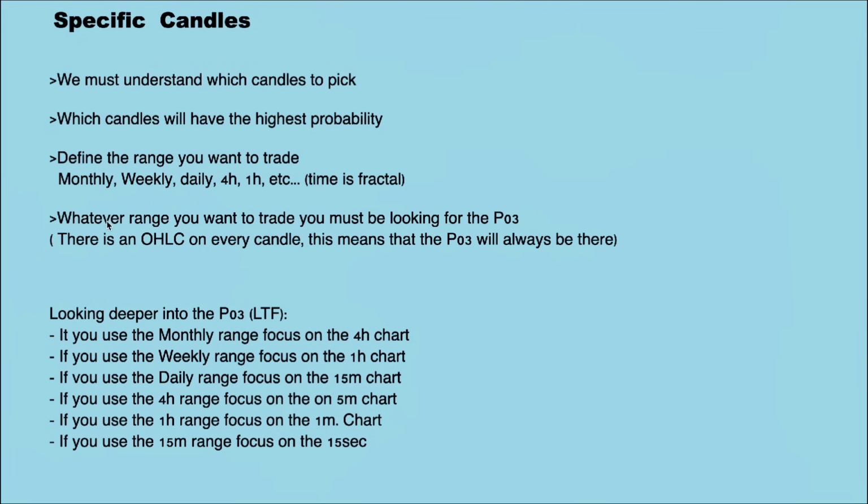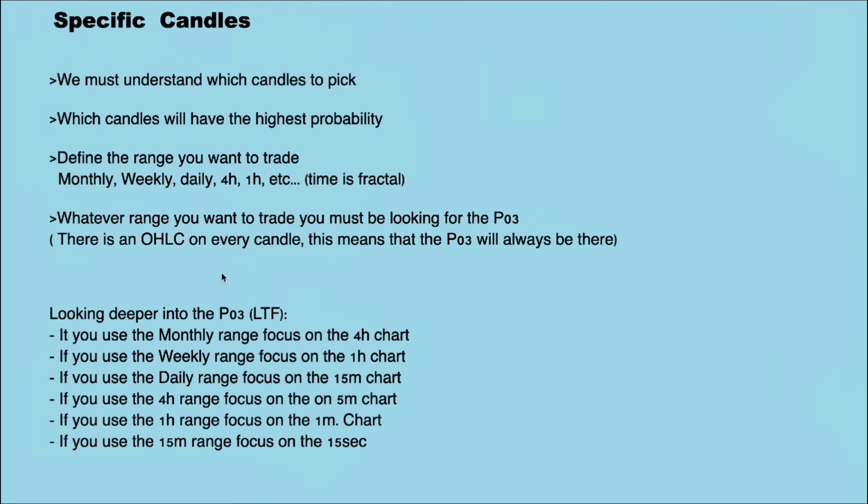Whatever range you pick, you must be looking for the power of 3. There is always an open, high, low, and close, or open, low, high, and close on every single candle. This means that the power of 3 will always be present. When traders are profitable without consciously using the power of 3, they are still unknowingly using it.